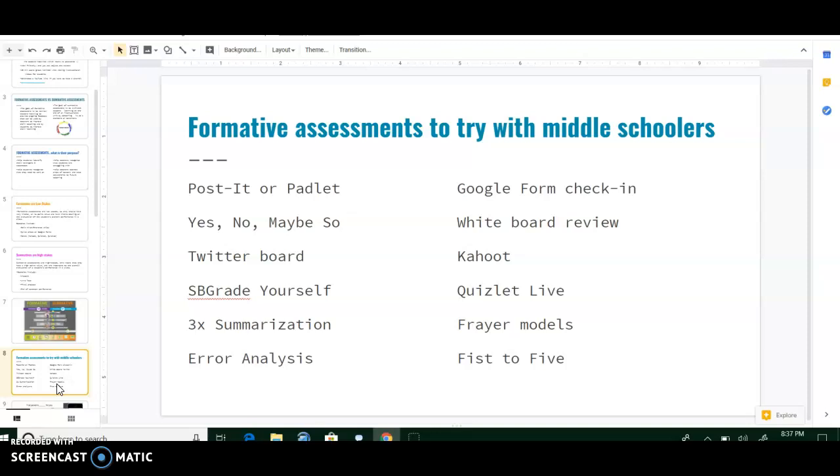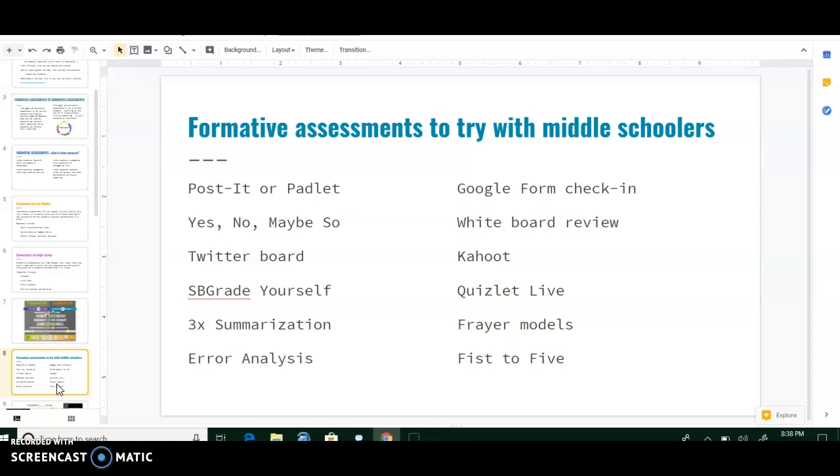Formative assessments are important at every level and they look different at every level. So I teach 8th grade pre-algebra and algebra 1. So I wanted to come up with a list of formative assessments that would be practical to use in a middle school setting. So a Post-it, or a Padlet, which is the technological way of using a Post-it, but you could ask students to solve one problem, pass out Post-its, and then have them put them all on the board so you could see how they all did at one time.